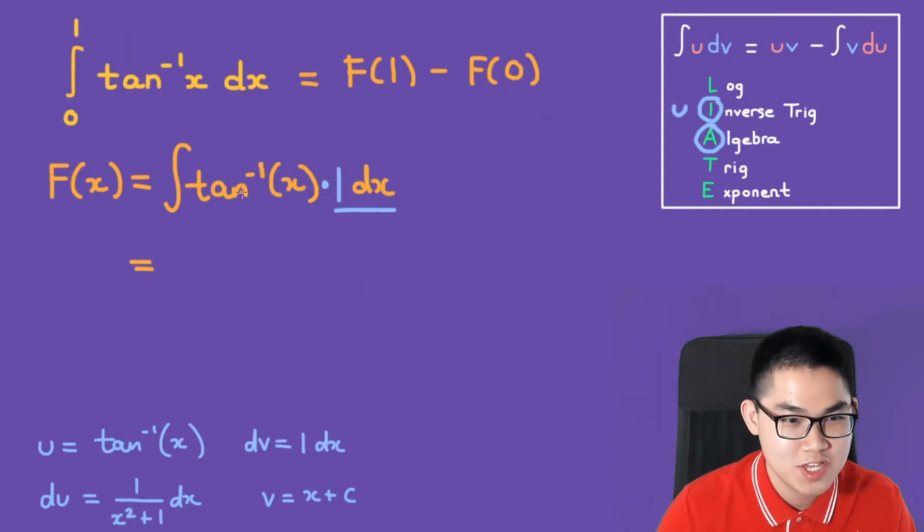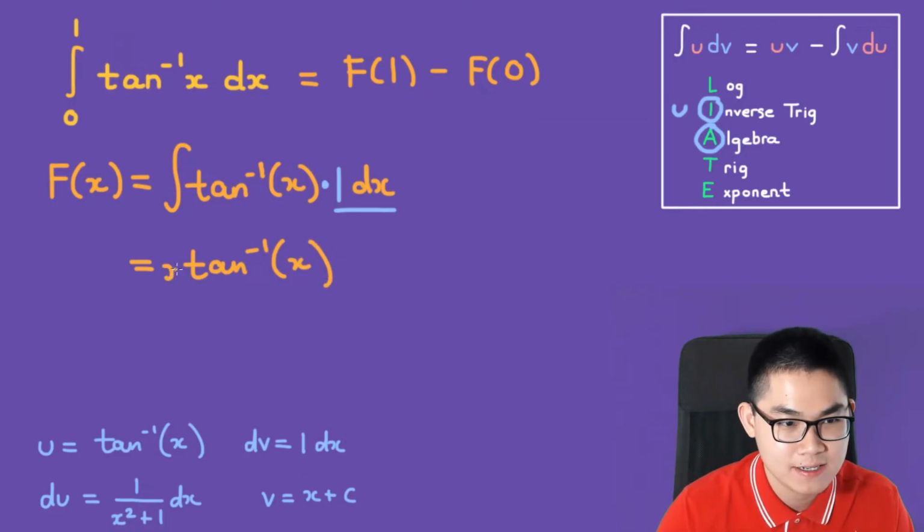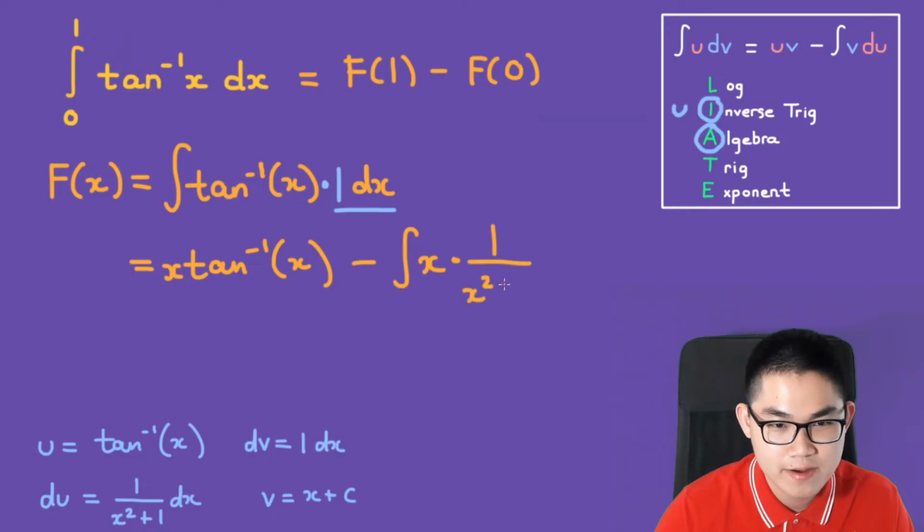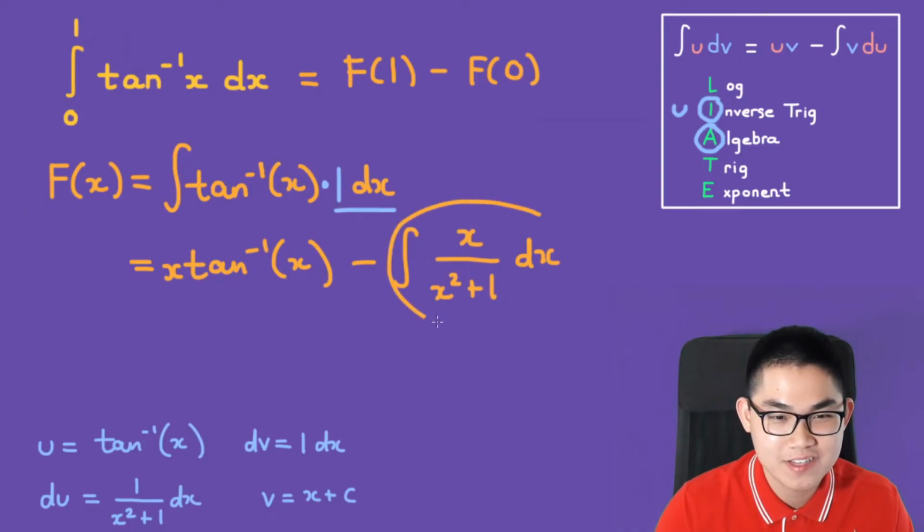So we have u times v, right? So u is arctan of x times v, and v is simply x, minus the integral of v du. So v is x, and du is 1 over x squared plus 1 dx. And I guess we could write it with x in the numerator like this. So let's go ahead and solve this integral.